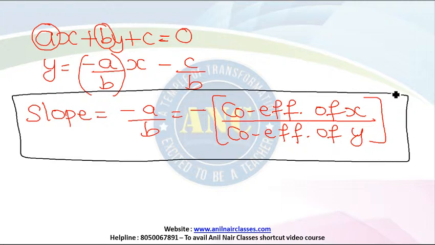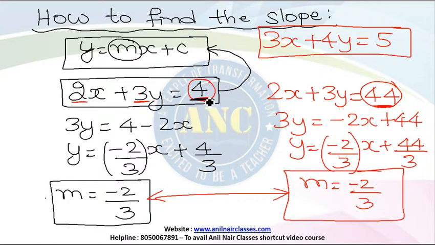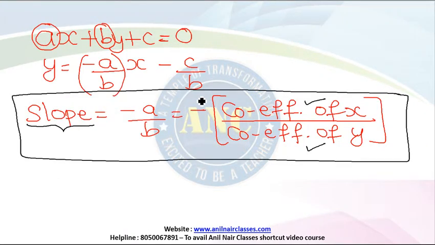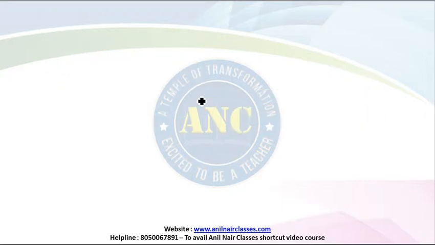This is exactly what I told. Slope depends on the coefficient of x and also on the coefficient of y, but definitely not on this constant value c. I believe that the idea is very clear for you people. Now suppose for example, this is something which we have already studied.